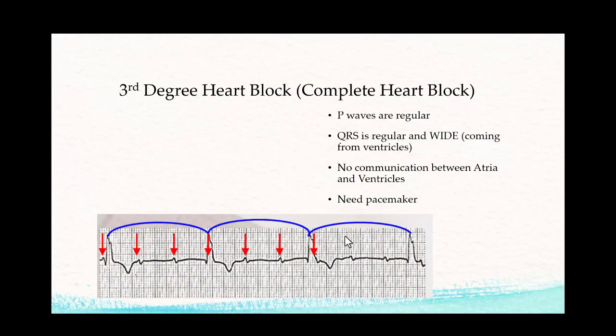And so finally, our last type is called a third degree block. This is a complete heart block. And what happens with this is the P waves, the atria, is doing its own thing.